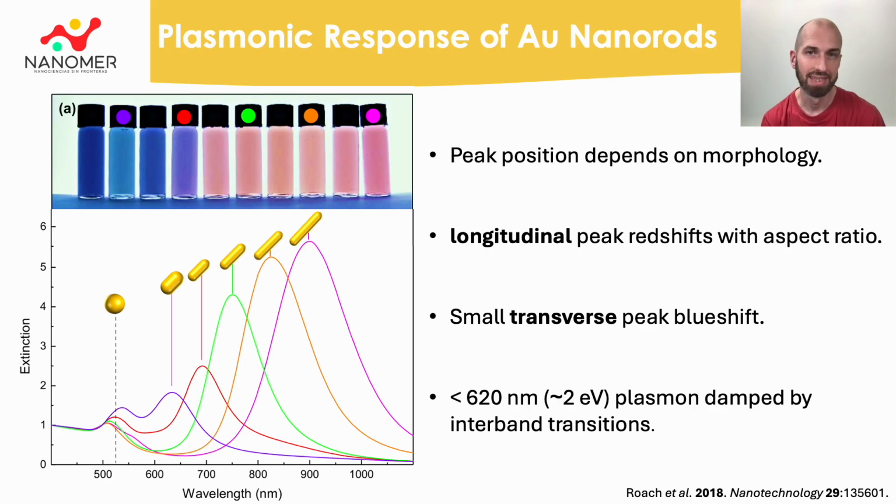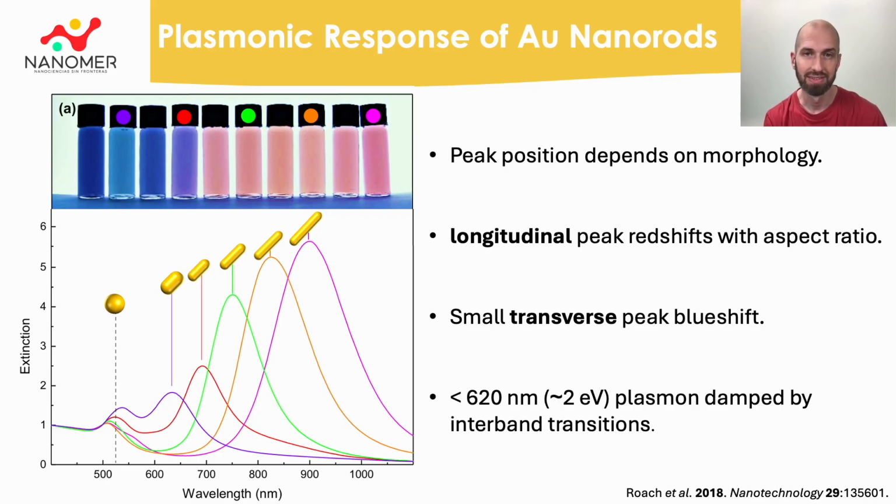The key parameter deciding the positions of these two modes is the aspect ratio of the particle. The transverse mode is typically around 520 nanometers, although it blue shifts slightly with increasing aspect ratio. The longitudinal mode redshifts dramatically with increasing aspect ratio, allowing the peak absorbance to be tuned from the green to the infrared. Smaller nanorods have high absorption and low scattering, whereas larger particles' optical response is dominated by scattering.